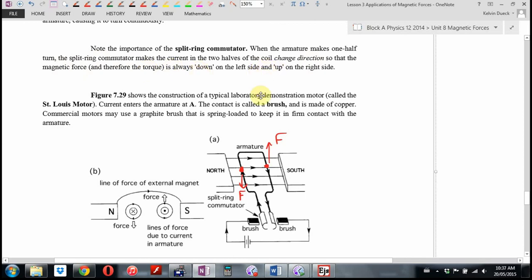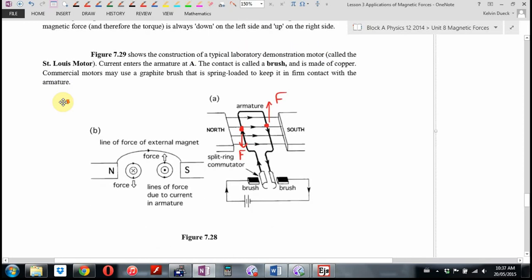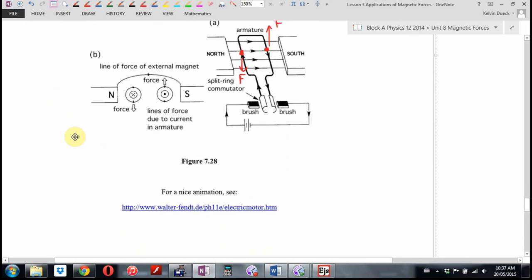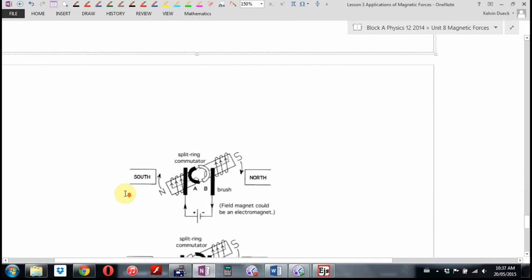Okay? This is a typical laboratory demonstration motor. It's actually called a St. Louis motor because it's as simple as it gets. I have here for a nice animation, see that? I think that website is now shut down or he's not running it anymore. It's too bad. It was really nice. But then I have this sim that I found just last year. Turn the page.